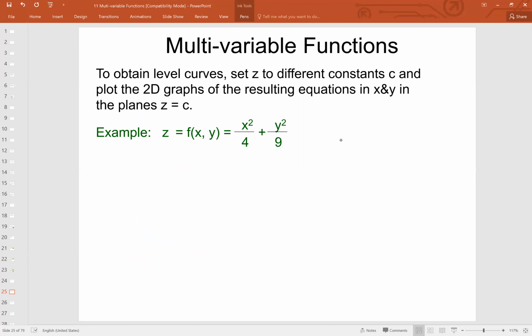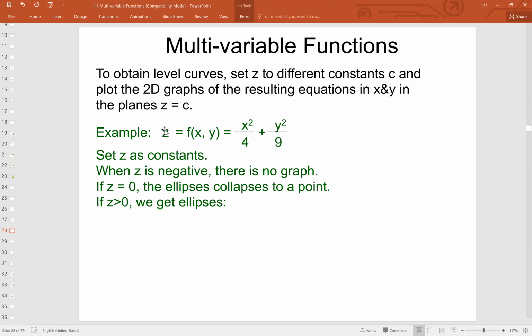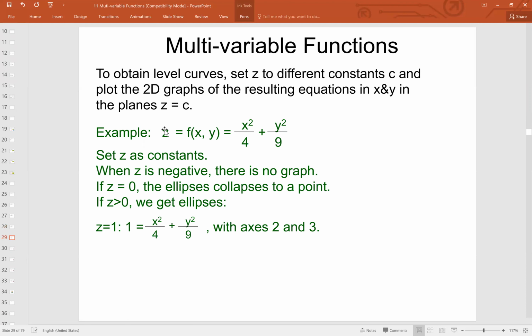About this one, we had this little review on quadratic surfaces. If I set different values of z, for positive numbers z, I will get ellipses. In particular, with z equal to 1, I get the cross sections, and the contour line is an ellipse with 2 in the x direction and 3 in the y direction.